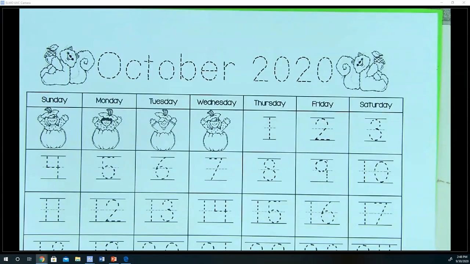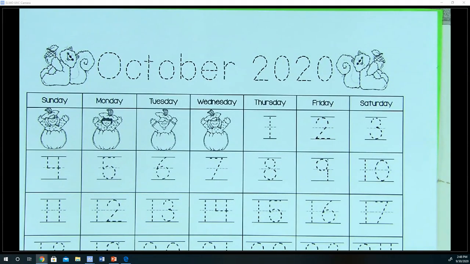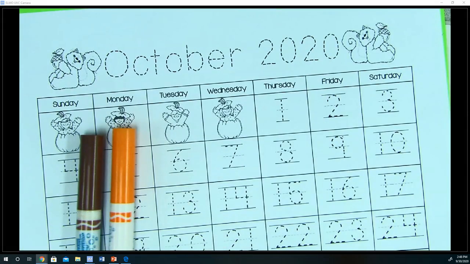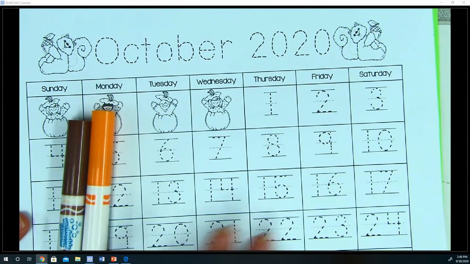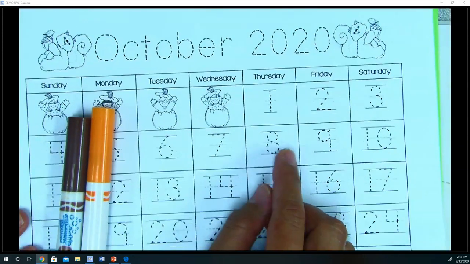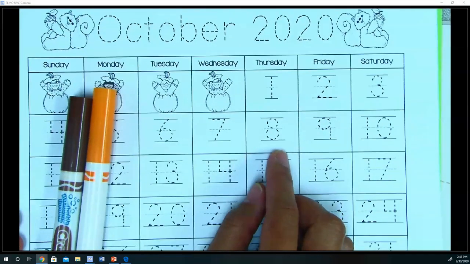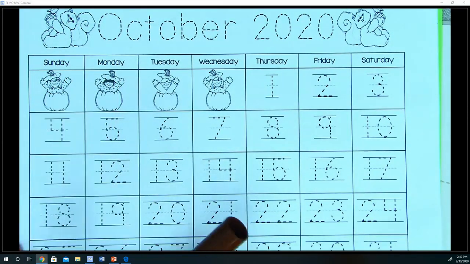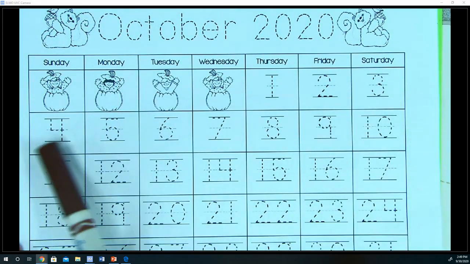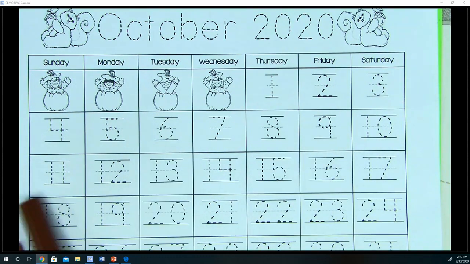All right, so let's go back up here. This is what you're going to do today. You're going to choose some markers. Okay, so I'm going to choose 2 colors. And what I would like you to do is to choose 2 colors. Because what we're going to do today is we're going to do a pattern. Okay, we've been talking about patterns in our math class this week. So I want to make a pattern with my colors when I go all the way across.